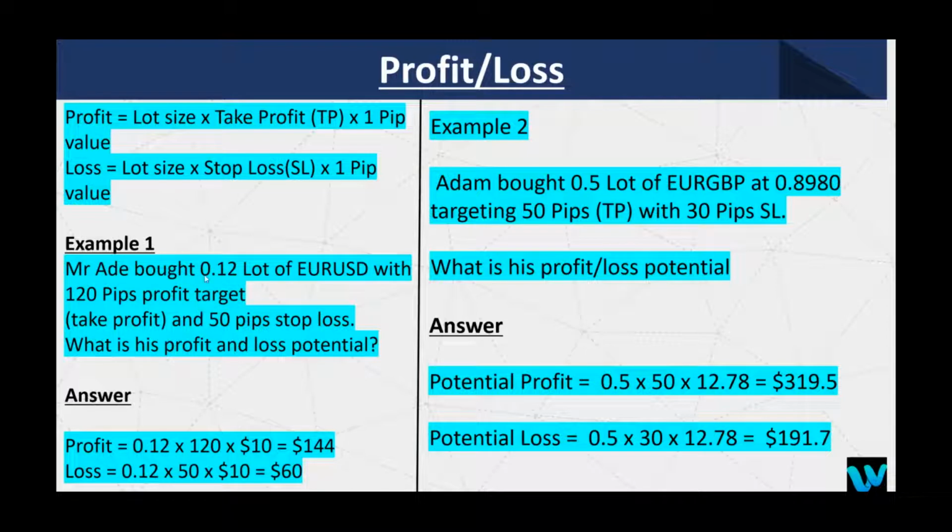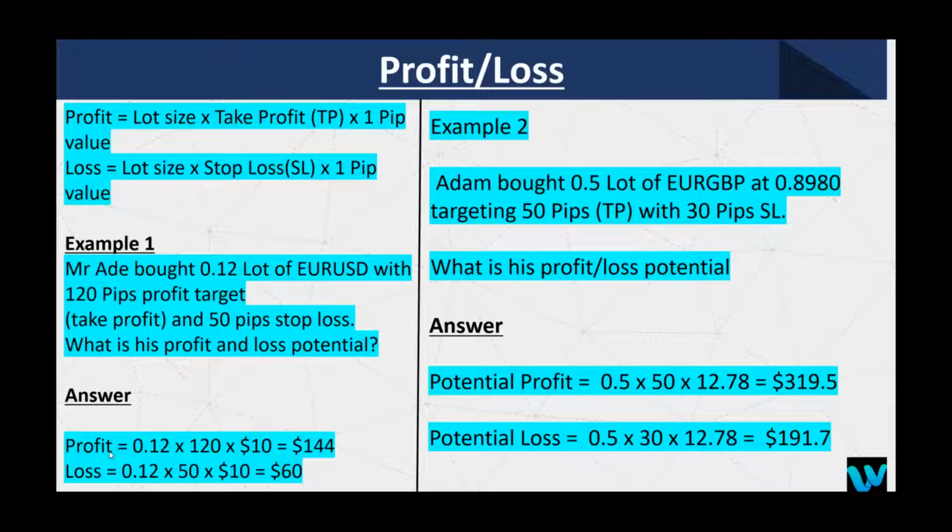Okay, so this is an example. This person bought 0.1 lot of euro US dollar, and his profit is targeting 120 pips profit and is limiting his risk at 50 pips loss. What he's trying to do here is that if he loses 50 pips, he's going to close that trade. And if he gains 120 pips, he will be satisfied and close the trade. Okay, that's what it means.